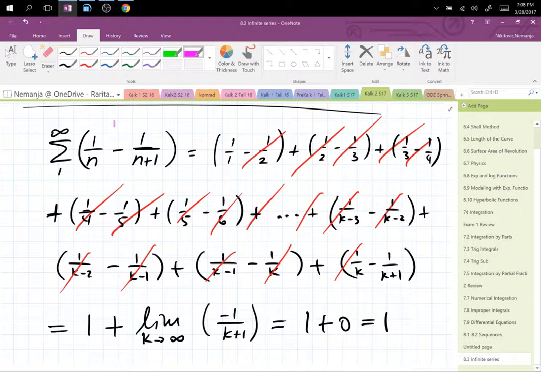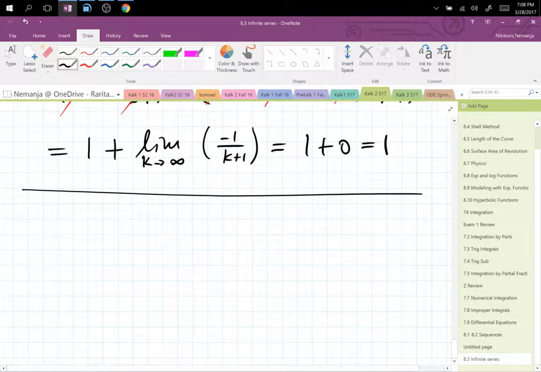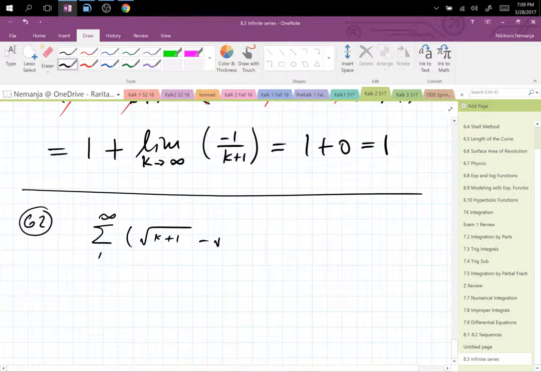And they give you some interesting problems. So how about problem 62, which says summation starts at 1 to infinity of square root of k plus 1 minus square root of k. So you see two of these subtracted. So try this one on your own, using the same method of writing out maybe the first 5, writing out the last 4 or 5, cancel a whole bunch of stuff, take the limit, see what happens.